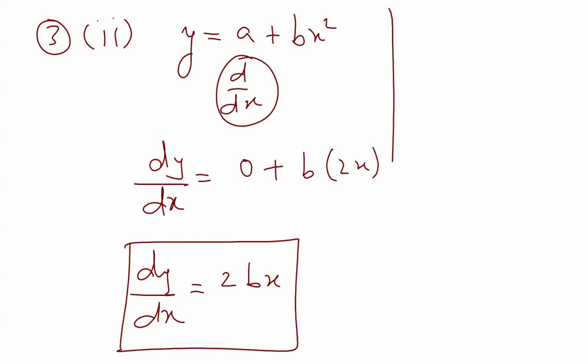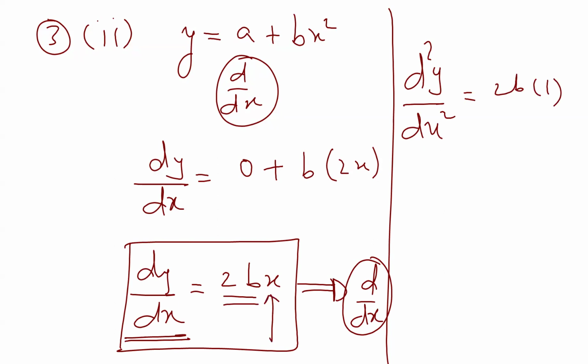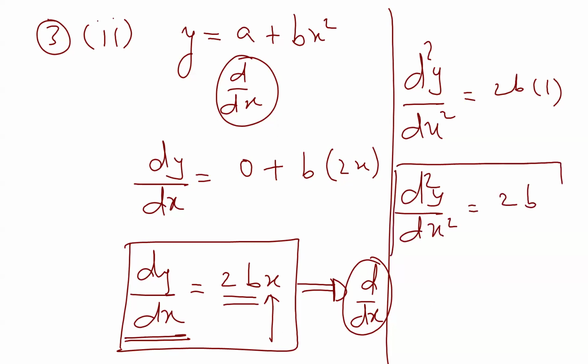Okay. Now differentiate this once again. The derivative of dy by dx is d square y by dx square. 2b is a constant. The derivative of x is 1. So d square y by dx square is equal to 2b. So we got both the derivatives, the first order derivative and the second order derivative.